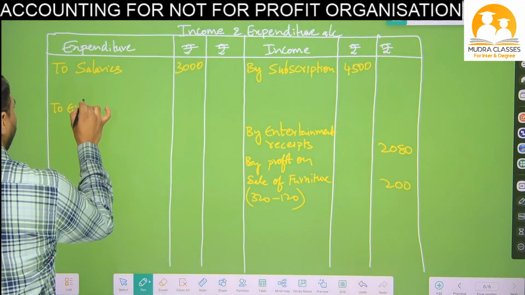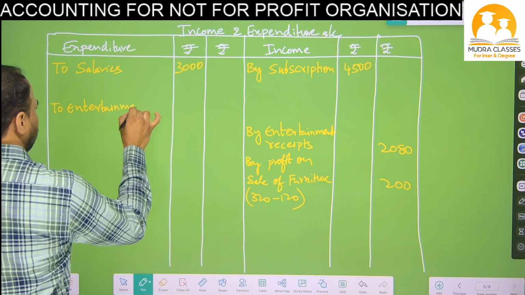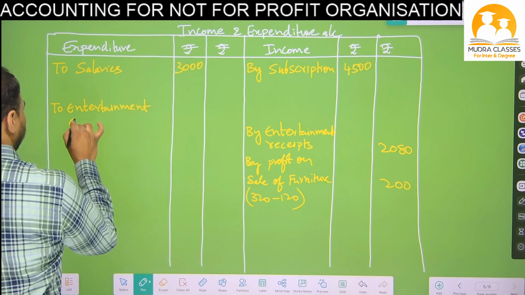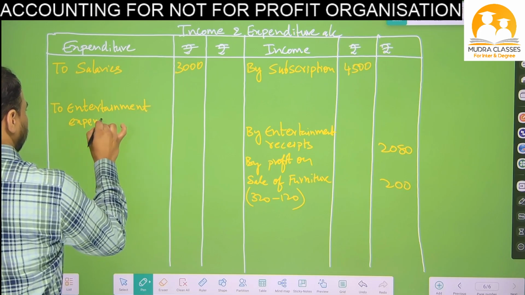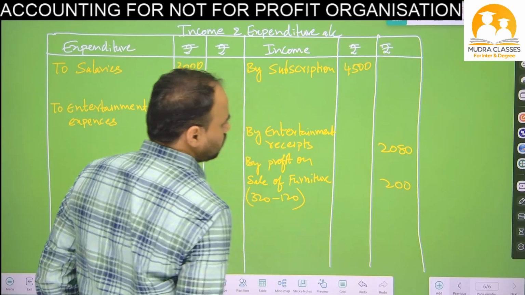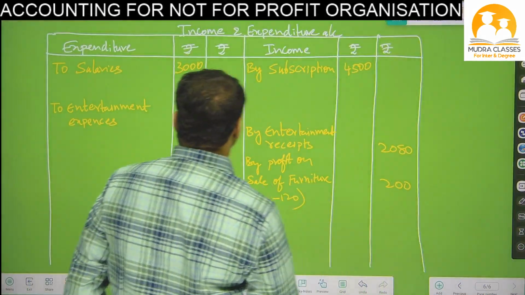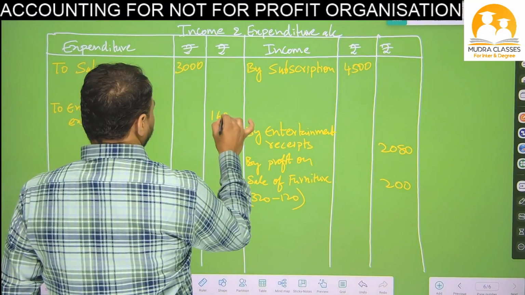To entertainment expenses. Okay, entertainment expenses, how much is given? Entertainment expenses 1600 given. Yes, we have to write it directly in the outer column.